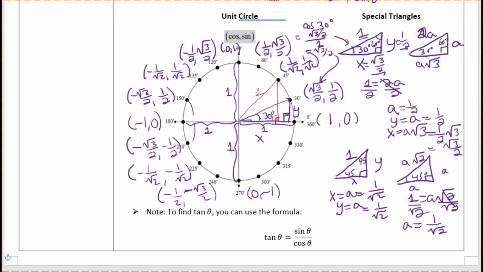Alright. The 330 here, we'll do this one first. The 330 is the same as the coordinates of 30, but the y is negative, since we are in quadrant 4, so the y has to be negative. And then the 315, same as 45, but y is negative. And the last one is 300. I'll just label it here. 300 is the same as the 60 degrees, but the y is negative.